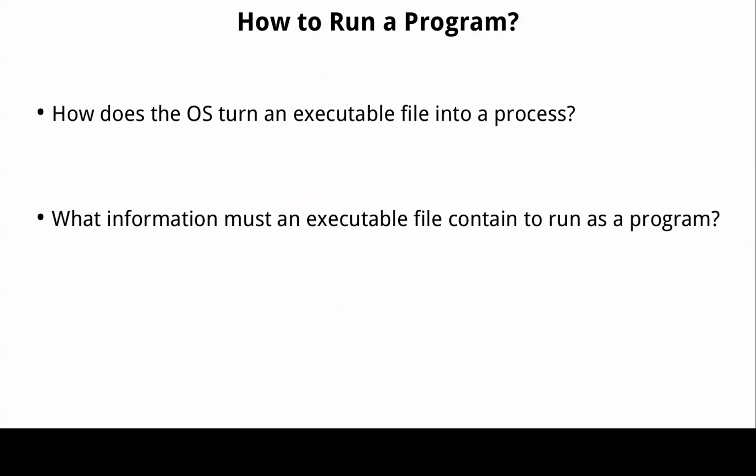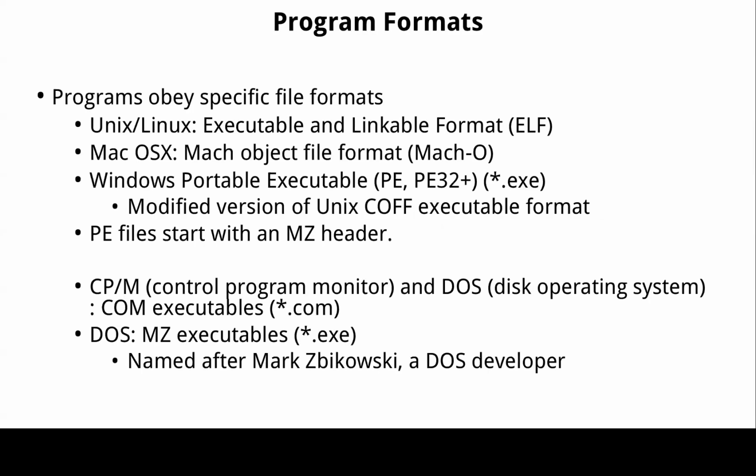So next we talk about how we actually run a program, how we turn a program into a process. What kind of information must the executable file, the program, have, so the OS knows how to turn that into a process. There have been many different executable formats. And the one we usually use for Linux and Unix systems is called ELF.